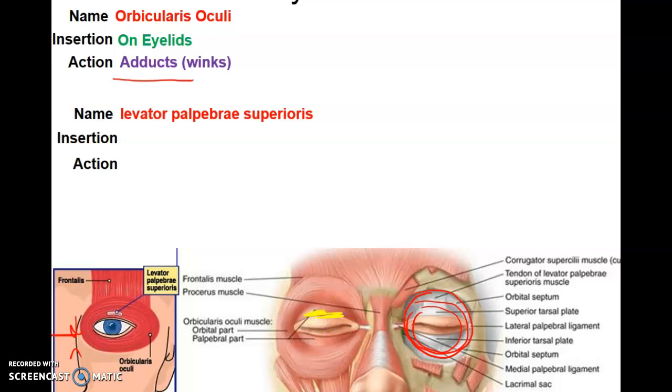Now, our other muscle is right here. That is the levitator palpebrae superioris. That means it goes up on the eyelids and it's superior. So this one is going to help open your eyes, your top eyelid. It retracts, that means it pulls back, and elevates your eyelid. So it also inserts on the eyelid.